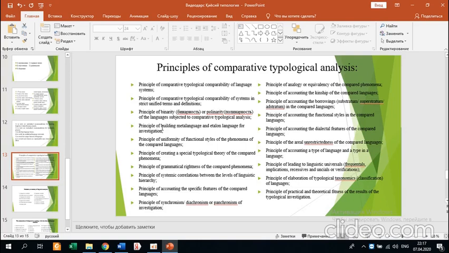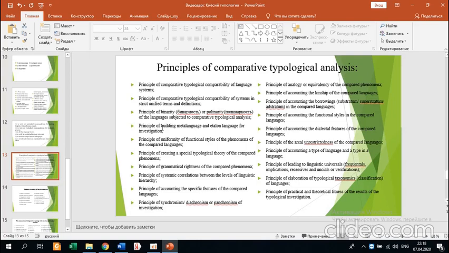principle of synchronism or diachronism or panchronism of investigation, principle of analogy or equivalency of the compared phenomena, principle of accounting the kinship of the compared languages, principle of accounting the borrowings like substratum, superstratum, adstratum in the compared languages, principle of accounting the functional styles in the compared languages, principle of accounting the dialectal features of the compared languages, principle of the areal unrestrictedness of the compared languages, principle of accounting a type of language and a type in a language, principle of leading to linguistic universals like frequentals, implications, recessives, and unicals or verifications, principle of elaboration of typological taxonomics or classification of languages, and the last one, principle of practical and theoretical fitness of the result of the typological investigation.